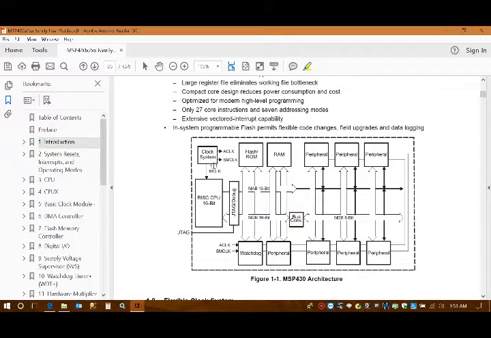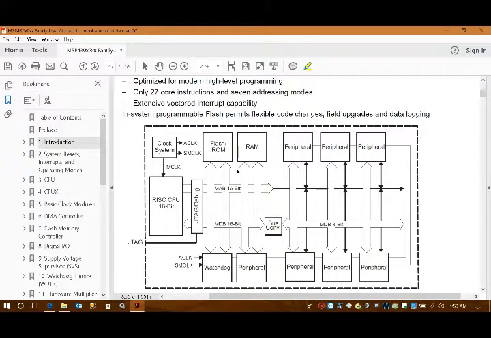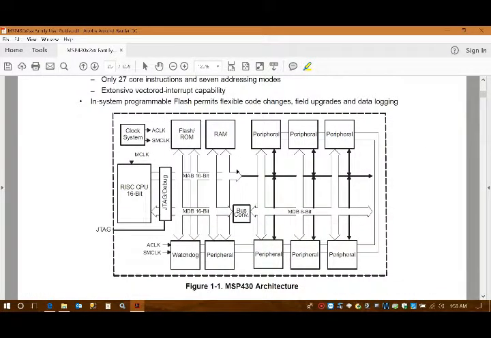I'll just basically describe this particular photo, or the system architecture. This is your CPU, a 16-bit RISC CPU, right? This is your JTAG. Now, what is JTAG? JTAG is a connection between your computer, the debugger, and the microcontroller.